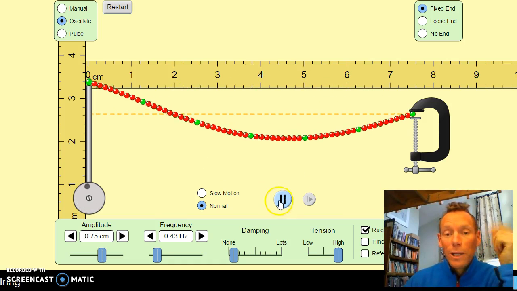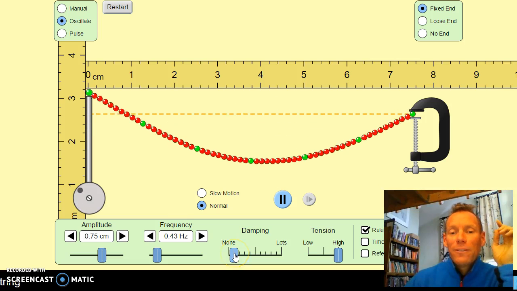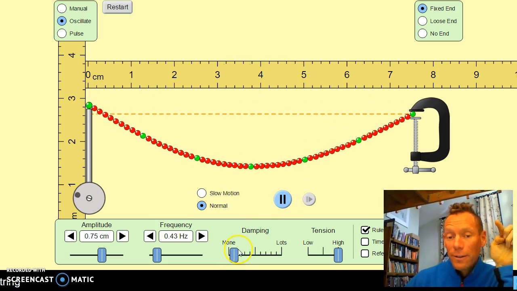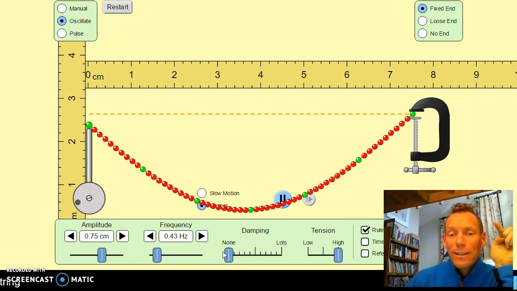So we can push play again, and we see this. And there's a little bit of damping. So let's see what happens if I take the damping out. All right. Are you ready? Yes. So we take the damping out.